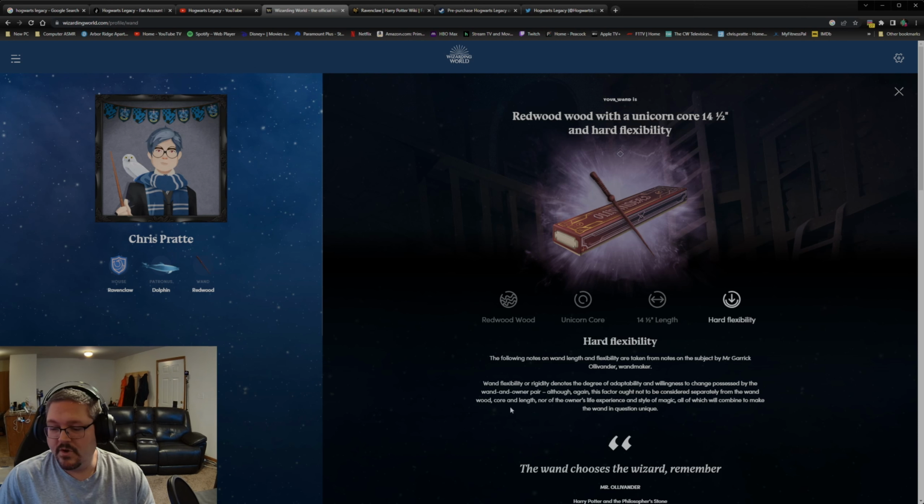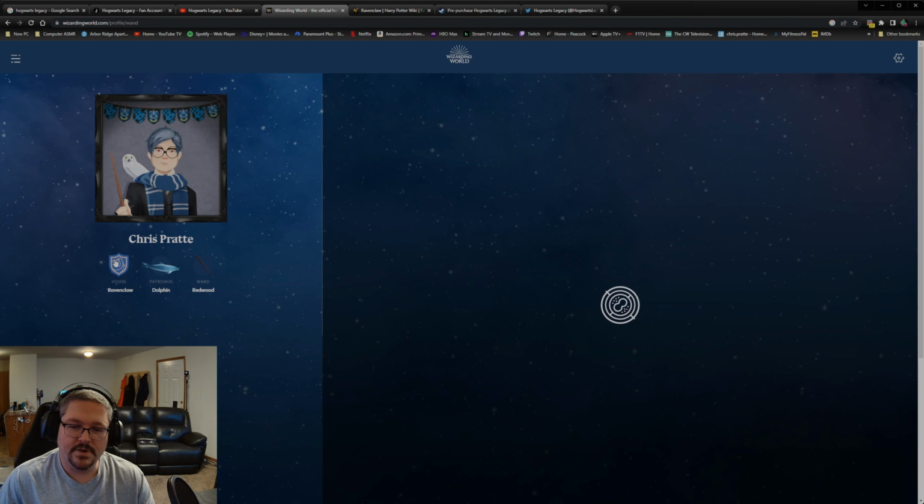so it's a rigid wand. The degree of adaptability and willingness to change possessed by the wand and owner pair. This factor ought not to be considered separately from the wand wood, core and length, nor the owner's life experience and style of magic, all of which will combine to make the wand in question unique. All right, so there we are.